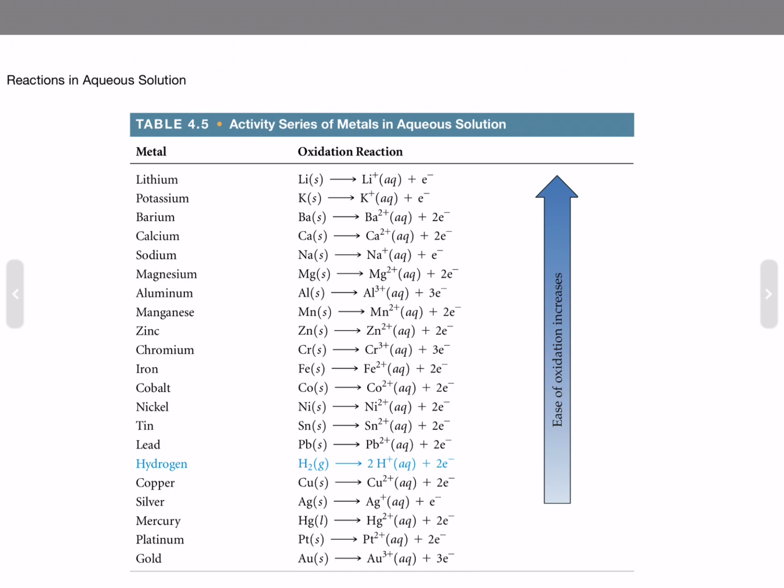Table 4.5, activity series of metals in aqueous solutions. Anything towards the top of this list is easier to oxidize. It gives away an electron easier. Anything lower is harder to give away an electron, so it will not be oxidized. So anything below something can kick out something above it.